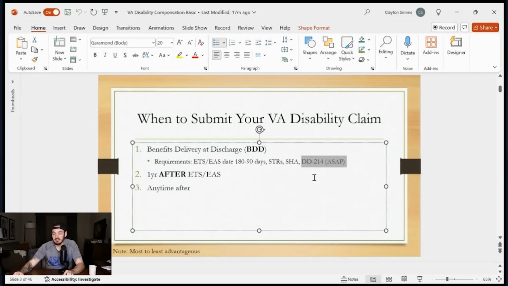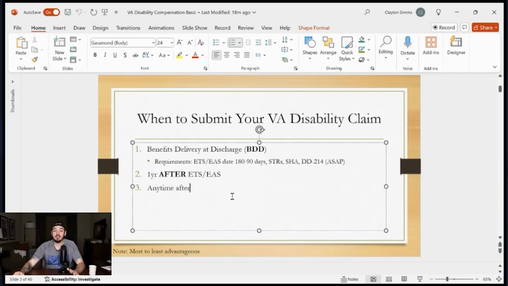Now, you're not going to get your DD-214 at 180 days, but once you do have your DD-214 in hand, be sure to upload that to the VA as fast as possible. I would recommend veterans are ready to submit on that 180th day. Bonus points if you can do it, from 180 to 170 would be my goal. Of course, you have all the way till 90 days.